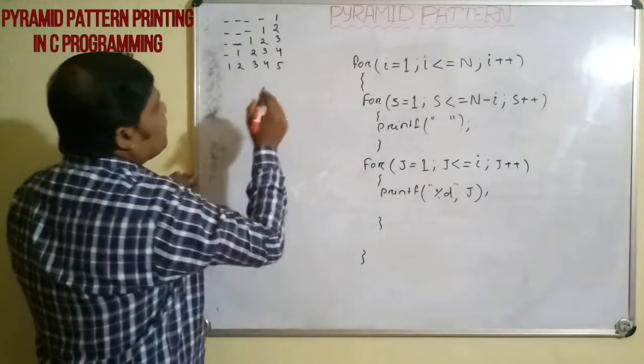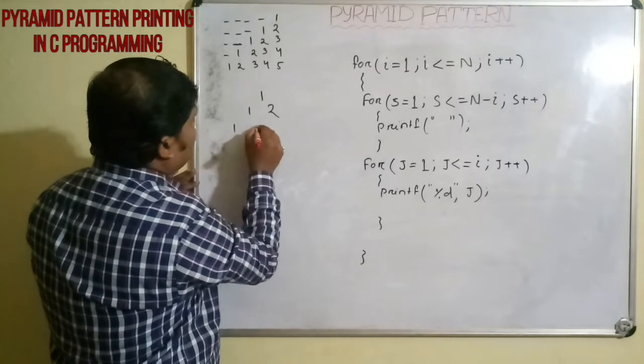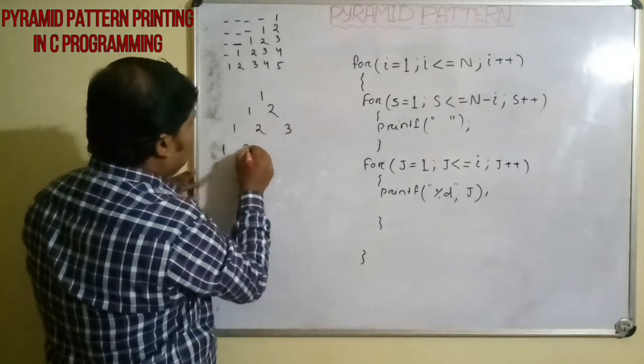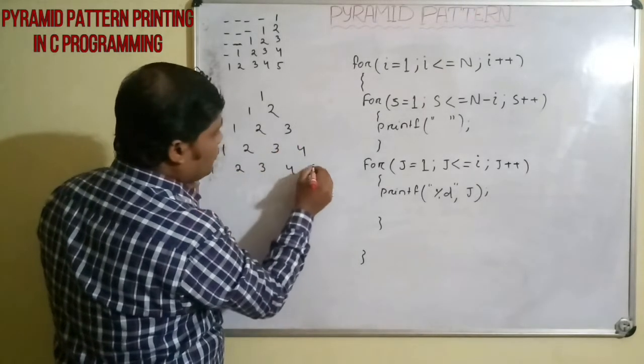Just see: 1, 1 2, 1 2 3, 1 2 3 4, 1 2 3 4 5.